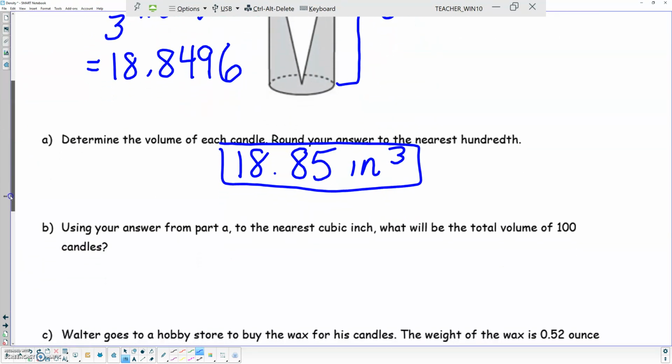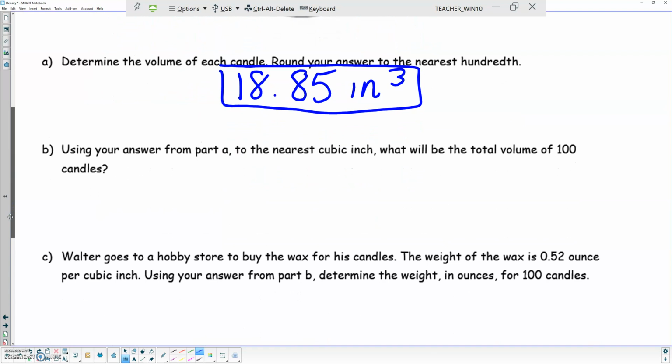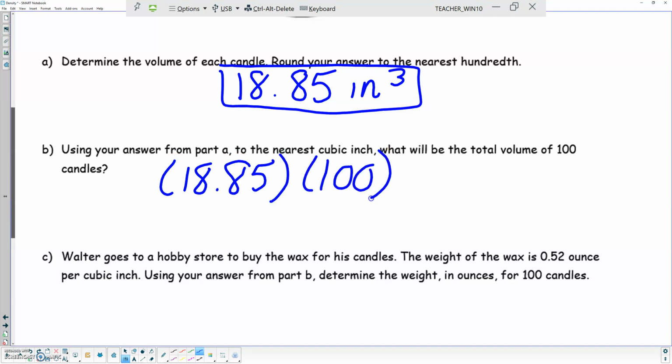Okay, part B says using your answer from part A to the nearest cubic inch, what will be the total volume of 100 candles? Okay, so they want us to use our answer from part A. So we know the volume of one candle is 18.85 cubic inches. They want the volume for 100 of them. So we're just going to multiply that by 100. So the total volume for 100 candles is going to be 1,885 cubic inches.